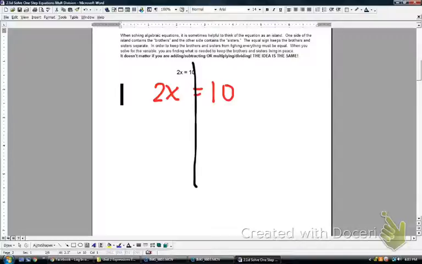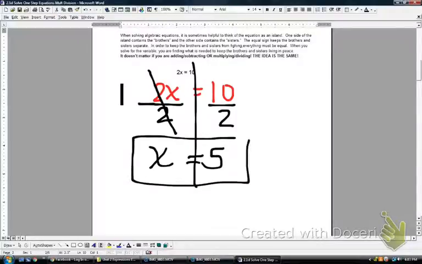So the inverse operation of multiplication is division, or how do I undo multiplication? I undo multiplication with division. So I'm going to divide both sides by 2. That goes to 1x. So on my brother's side, I'm left with x. Then on my sister's side, I have 10 divided by 2. And 10 divided by 2 is 5. And then if I look back up in my original equation, I have 2x, which is 2 times x. 2 times 5 is 10. So I know that that works.